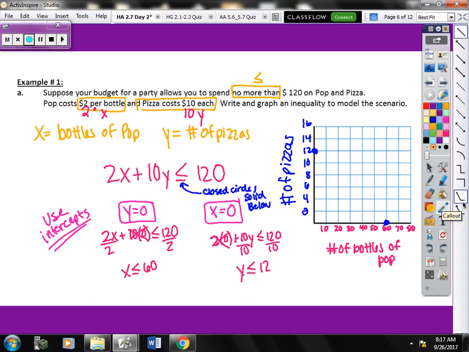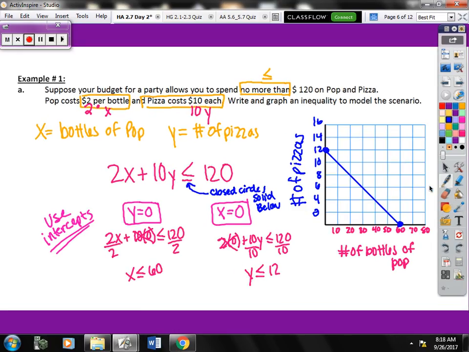And I should say segment, because we're not actually going to put arrow tips on this one. Why would I not put arrow tips? Good. You can't have a negative number of items, can't have negative bottles of pop or negative pizzas. So that's why we would just not put arrow tips. And then we are going to shade underneath that curve.